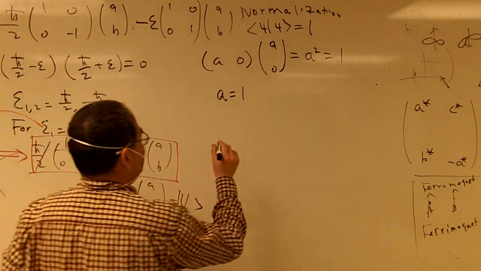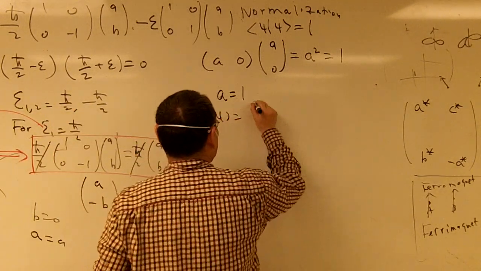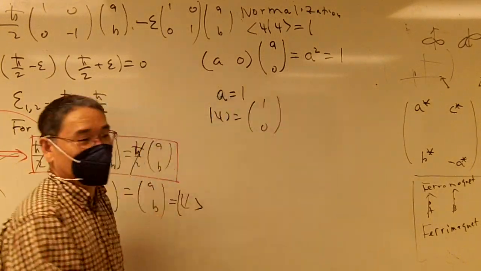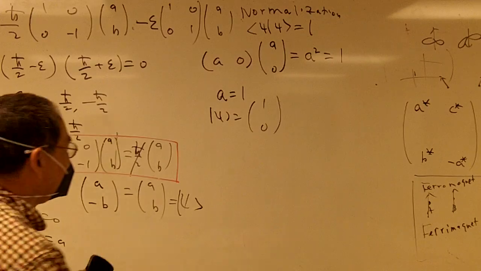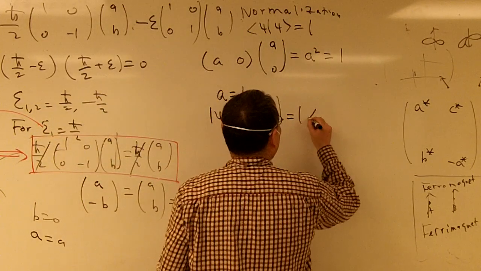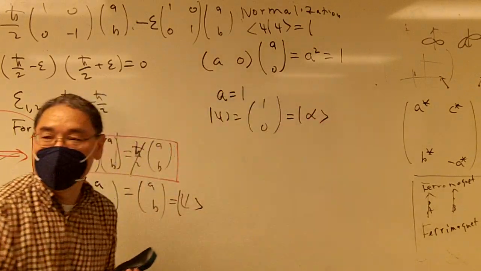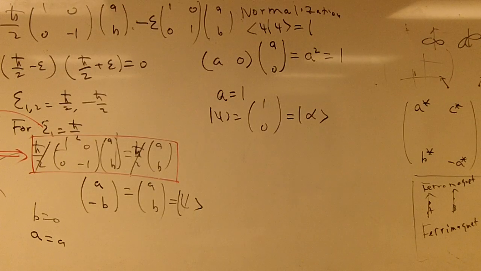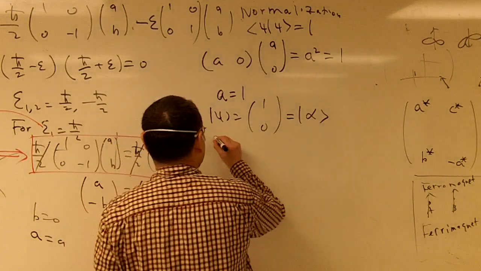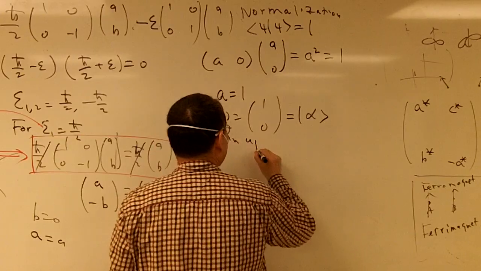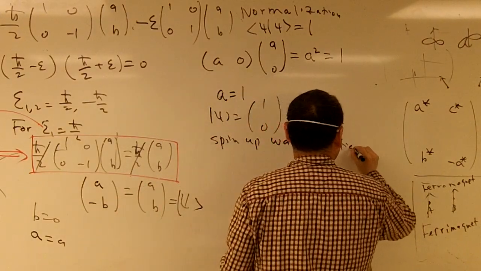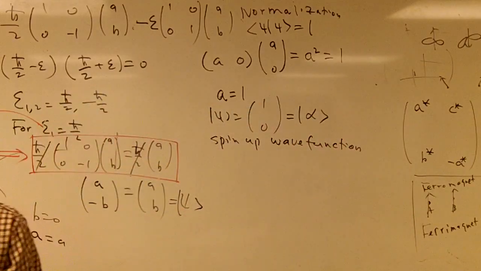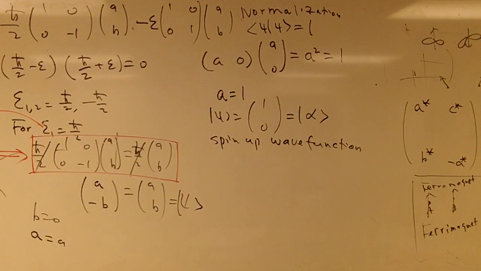So then we have a wave function. This will be 1, 0. And that's our wave function. Now this wave function is special, so we denote this wave function alpha. It's a 1, 0, and this is called a spin up wave function. The electron spin up wave function.